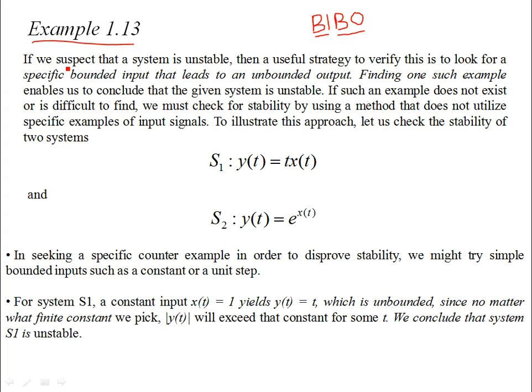If you suspect the system is unstable, then a useful strategy is to look for a specific bounded input that leads to an unbounded output. If the system transforms a bounded input into an unbounded, divergent output, then finding one such example enables us to conclude that the system is unstable. If this criterion does not hold, the system is unstable.